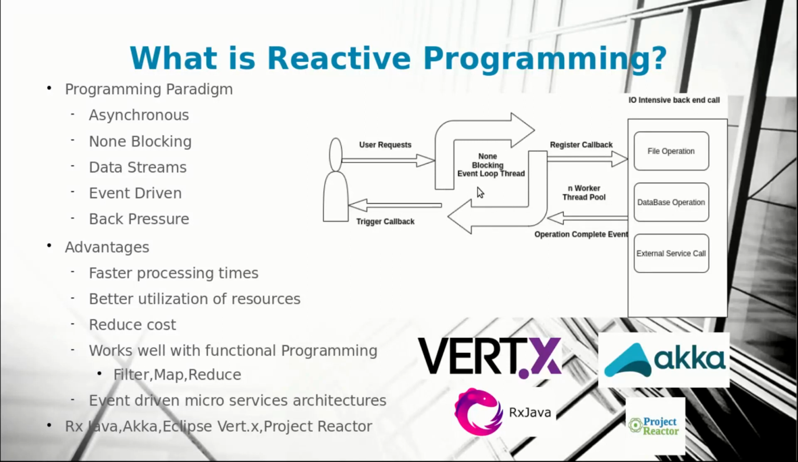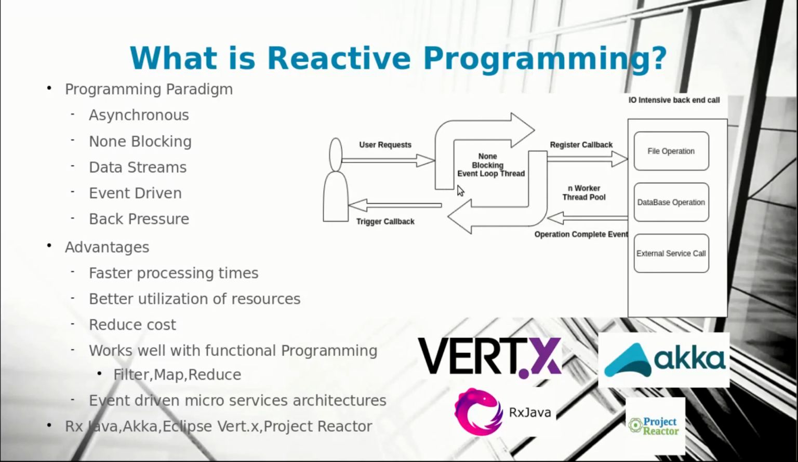But in traditional environments, when a request comes to the web server, it will create a thread, and the same thread will go ahead and do the IO intensive backend call, right? So there are many disadvantages in that approach. Firstly, the calling thread is blocked indefinitely till the IO intensive backend call returns, right? And the second disadvantage is creating threads is a very expensive operation.